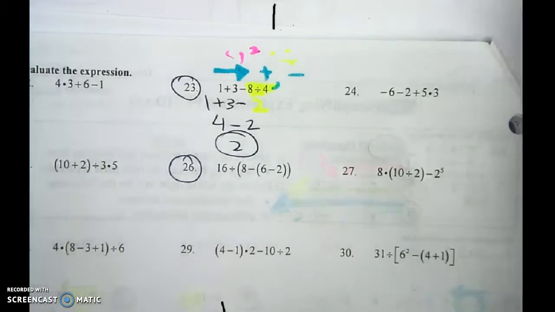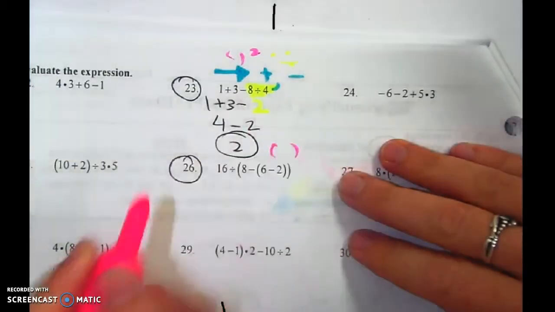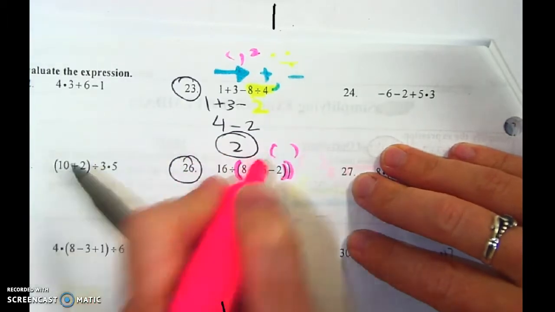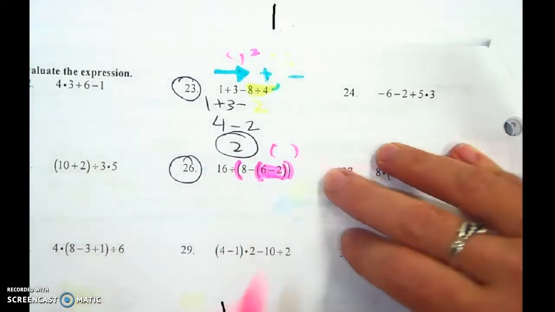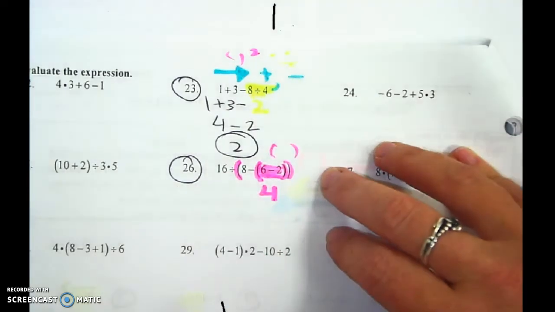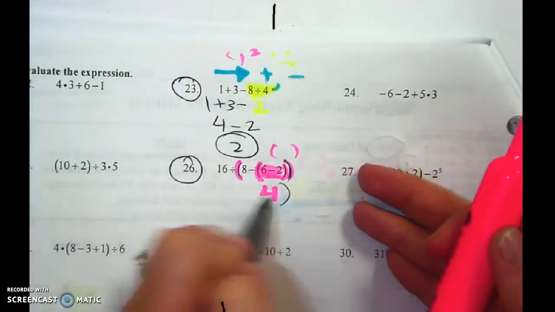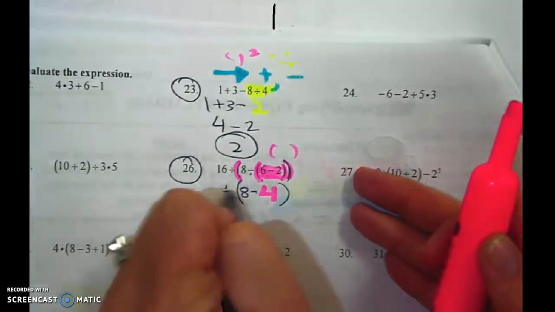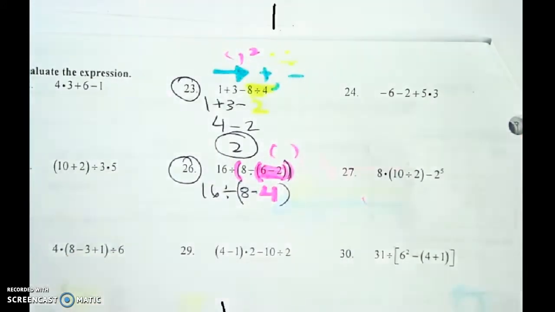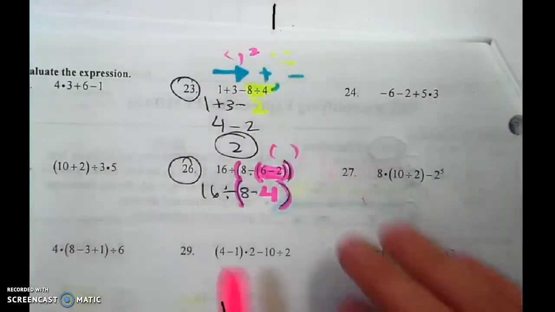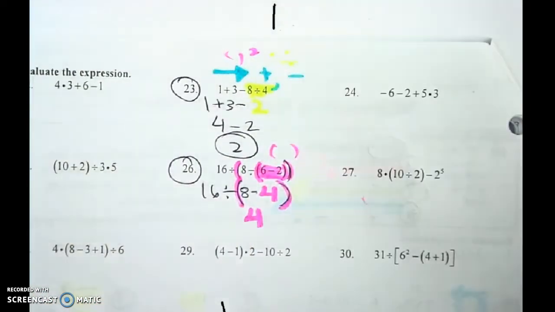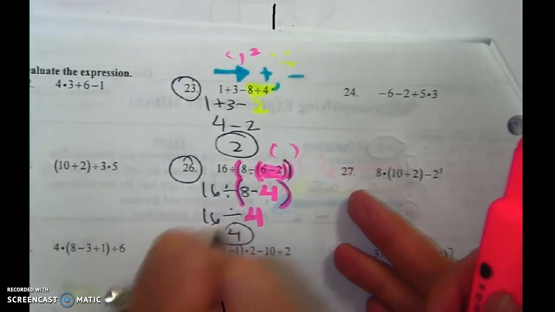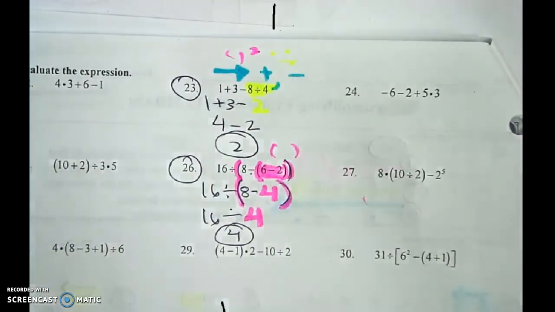Okay? Let's do number 26. Number 26, parentheses. There's a lot of parentheses. There are these parentheses and these parentheses. Take care of this first. 6 minus 2, 4. But I still have this outer parentheses and a minus and an 8 and a parentheses divided by 16. I still have parentheses. 8 minus 4, 4. One number, I don't need parentheses. 16 divided by 4, 4. And I'm out. Okay?